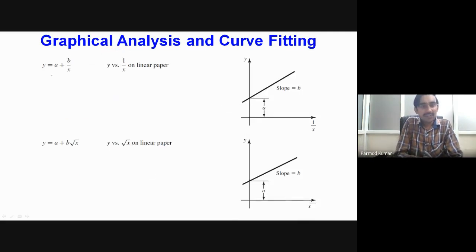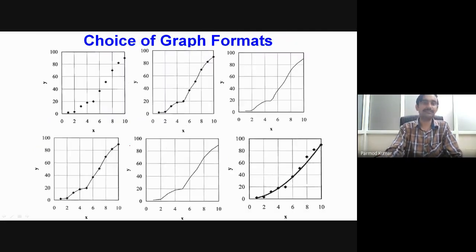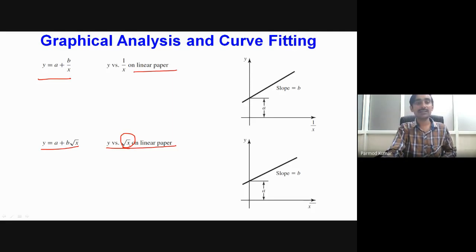Then a few more things are given. y equal to a plus b x. It is an algebraic equation, so once again we plot it on linear paper. Then y equal to a plus b square root x. That we can also plot on linear paper, but one thing we have to consider: we take root x along the abscissa instead of x. So this is all about the selection of the graph paper.